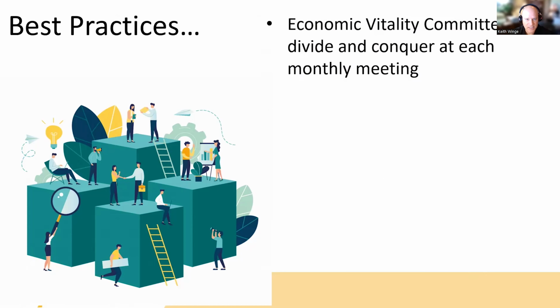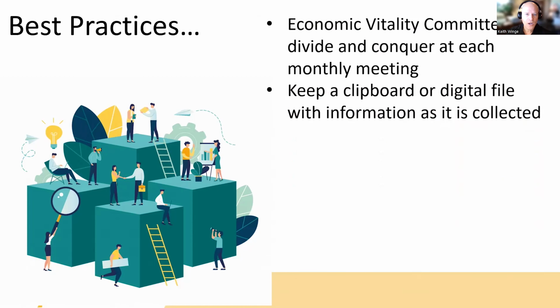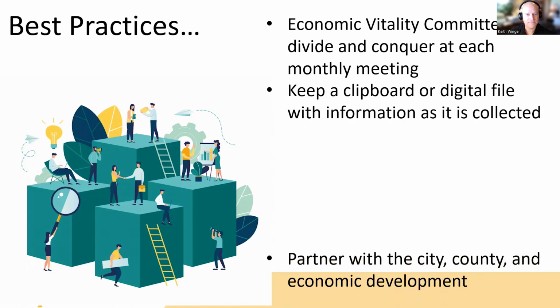So we have some best practices that have been learned over the years of doing this. Your Economic Vitality Committee is the lead, but let's divide and conquer that information. Let's share it amongst the whole committee. So as you see things, or at the beginning of every Economic Vitality Committee meeting, have a discussion about what we see out on the street, and then determine who's going to go have the conversation with the property owner or the business owner. Also, keep a clipboard or a digital file with information that you can just drop stuff into through the quarter, so you have it all in one place for the submission process.